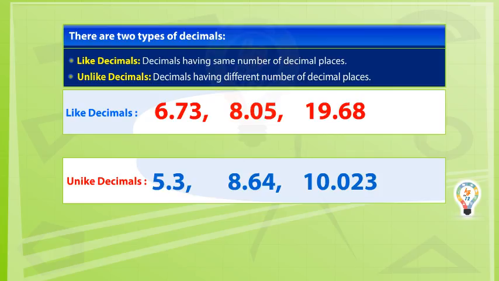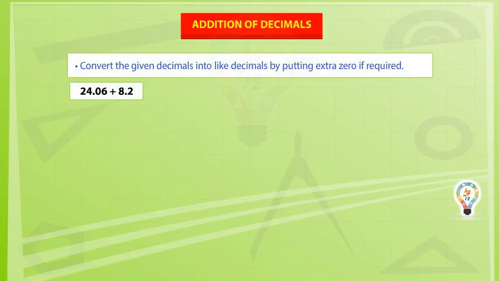Steps for multiplying decimals. Multiply the numbers normally, ignoring the decimal points. Count the total decimal places in the question and place the decimal point in the result, counting that many places from the right.